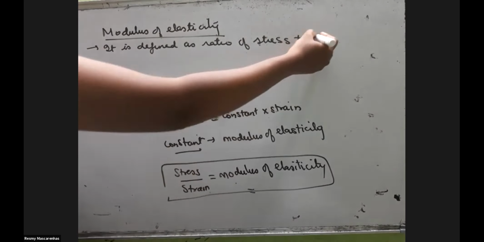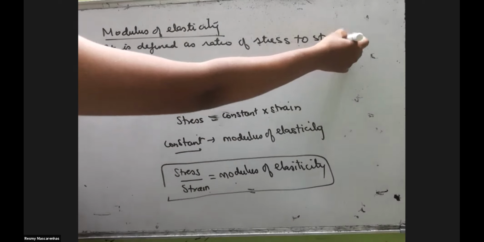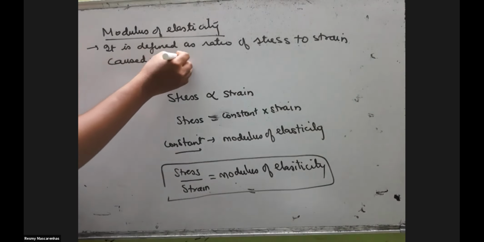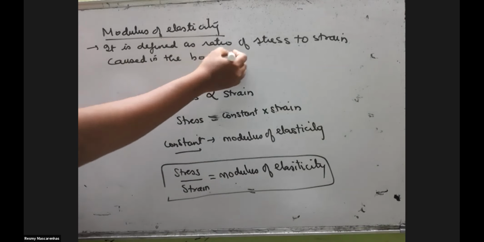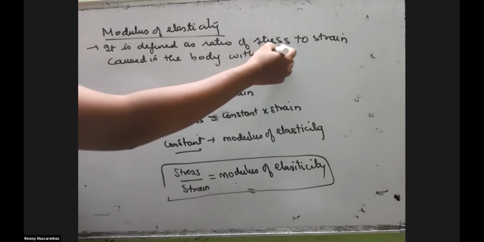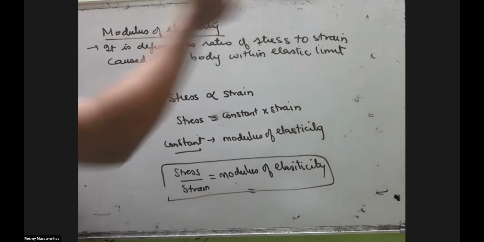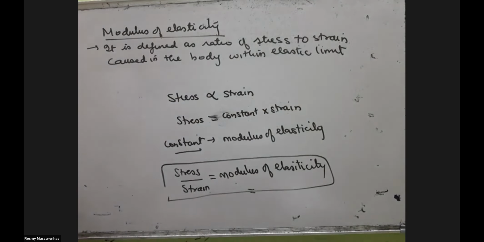Stress to strain caused in the body within elastic limit. So this is the definition of elasticity. If you remember this formula, modulus is nothing but stress upon strain. It's the same thing. Defined as the ratio of stress to the strain caused in the body within elastic limit.